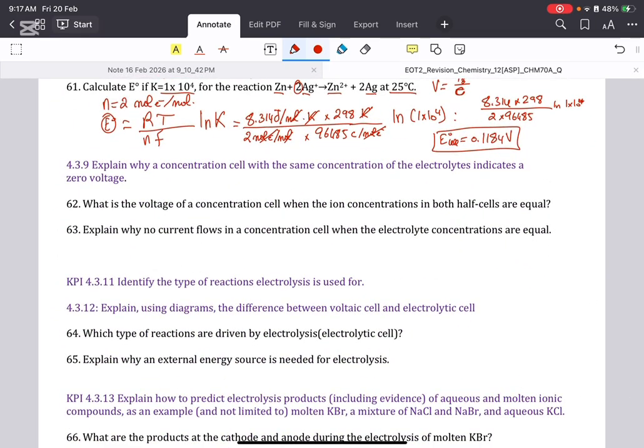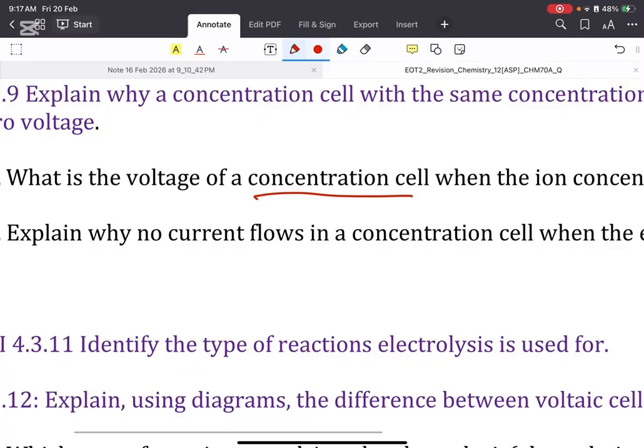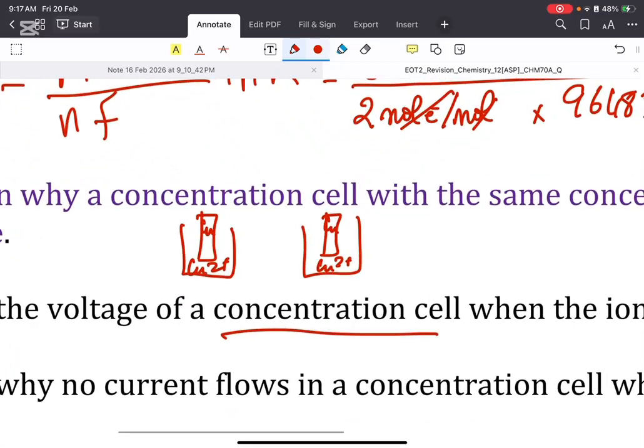What is the voltage of a concentration cell when the ion concentrations in both cells are equal? So when the ions in a concentration cell are equal, I'm just gonna draw a concentration cell. Here's the electrode. So suppose we have copper. So the solution, they both have to be the same. So that's the important thing in the concentration cell. That's the salt bridge, and these electrodes are connected.